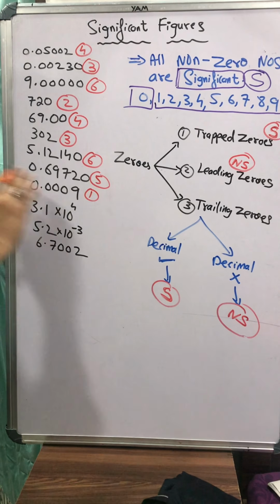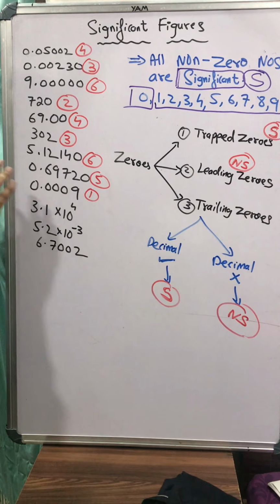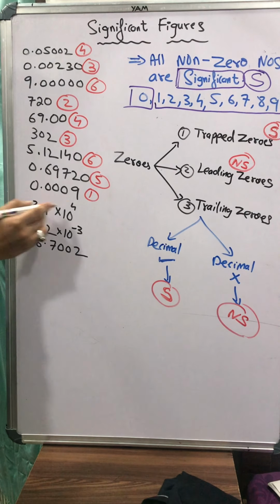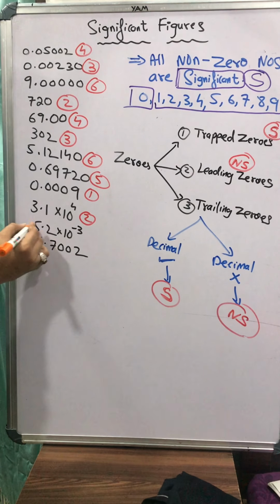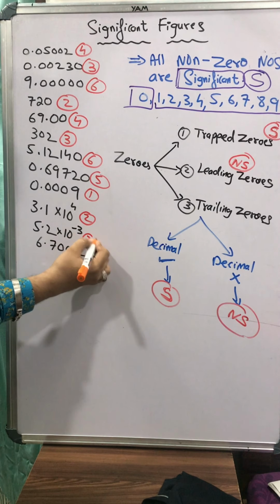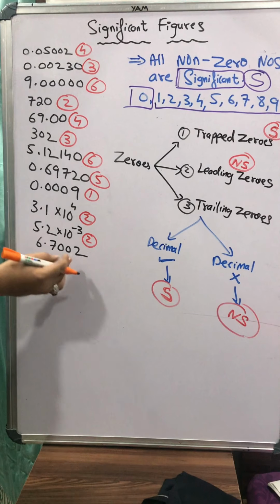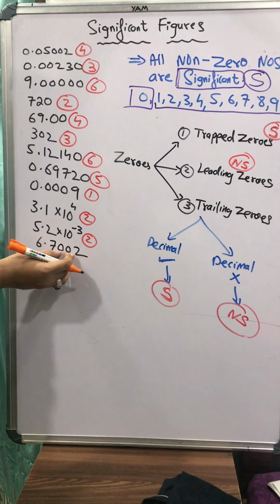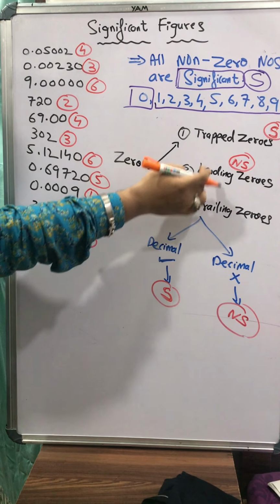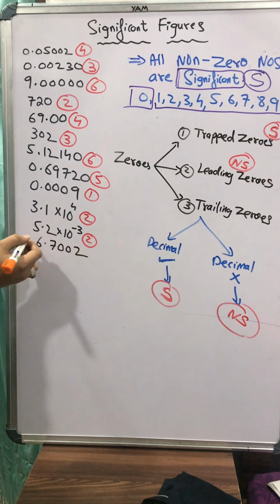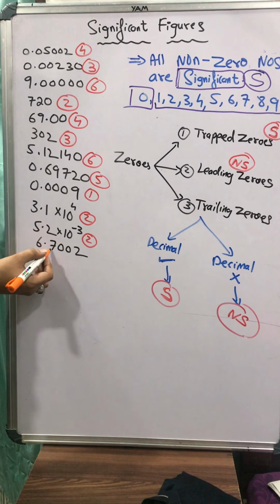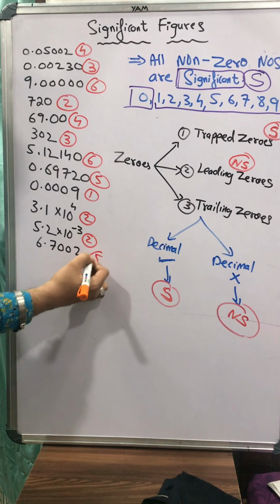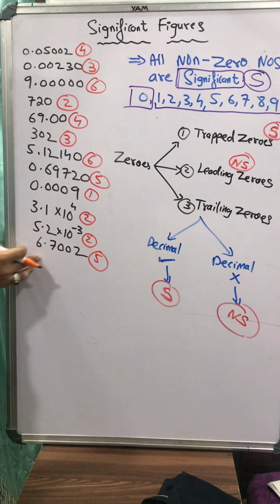10 raised to minus 3 will not be considered. So we don't have to look at the powers of 10. Just see here, 3 and 1 both are significant, so here we have 2 significant figures. 5 and 2 both are significant, so 2 significant figures. And here, as we already saw, 2 zeros are trapped between, so trapped zeros are always significant. So starting from 1, 2, 3, 4, 5, we have 5 significant figures.